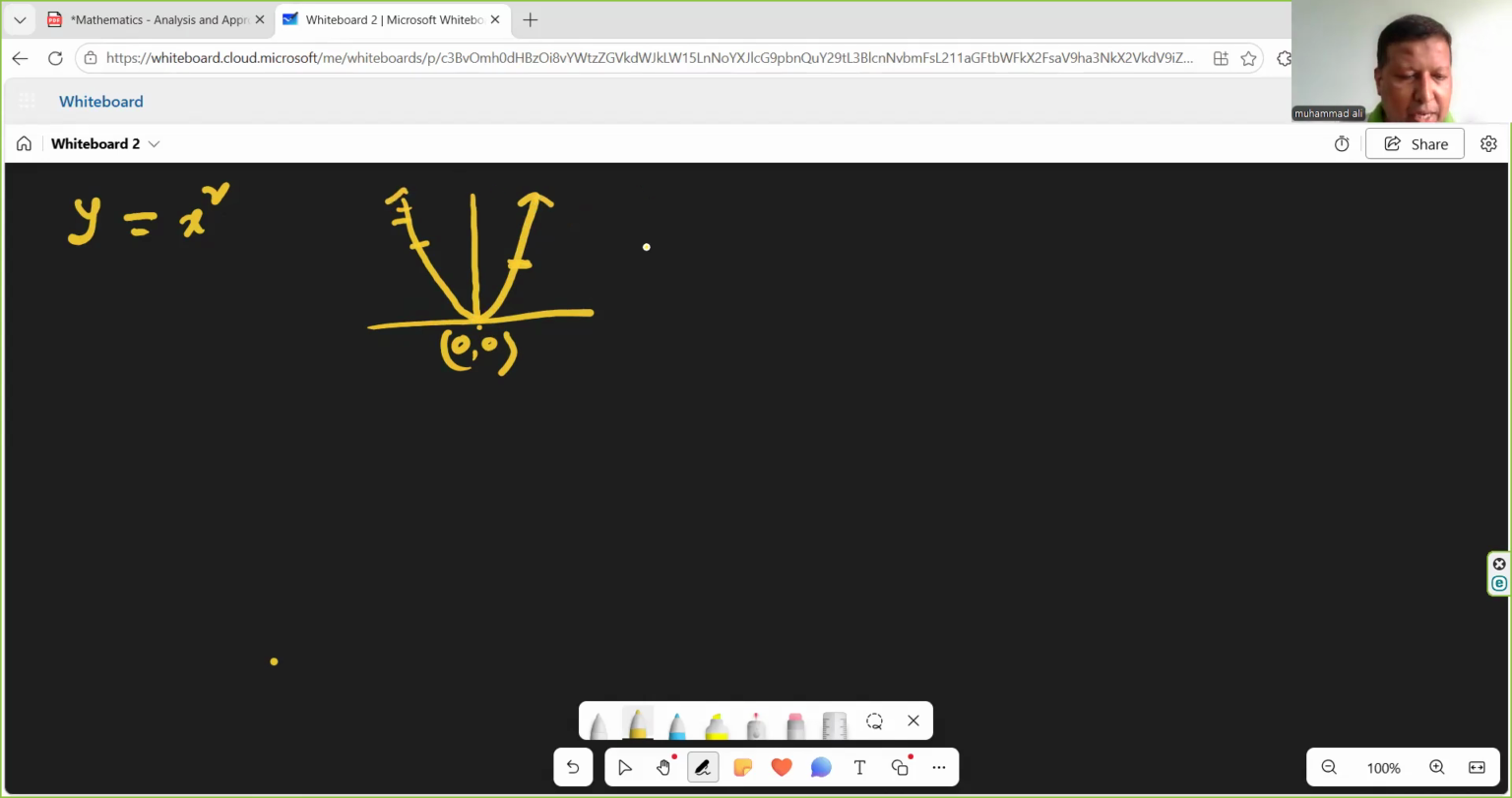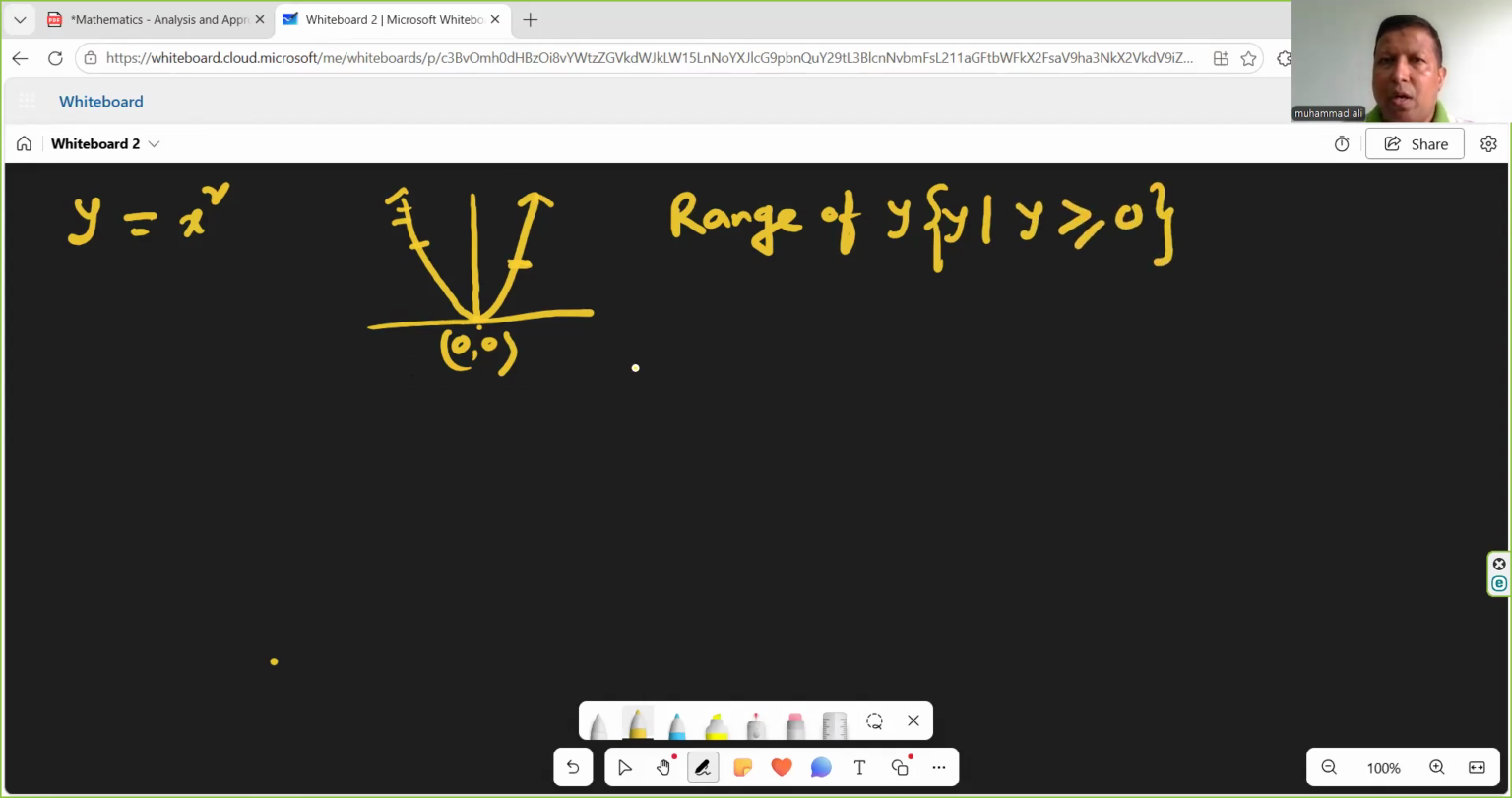That's why we have to say the range of y, that means y such that y greater than or equal to 0, because it is 0 and greater than 0 up to infinity. That's why we indicate here y greater than or equal to 0. Range of y, that means in set brackets, y such that y greater than or equal to 0. This is question number 5a.